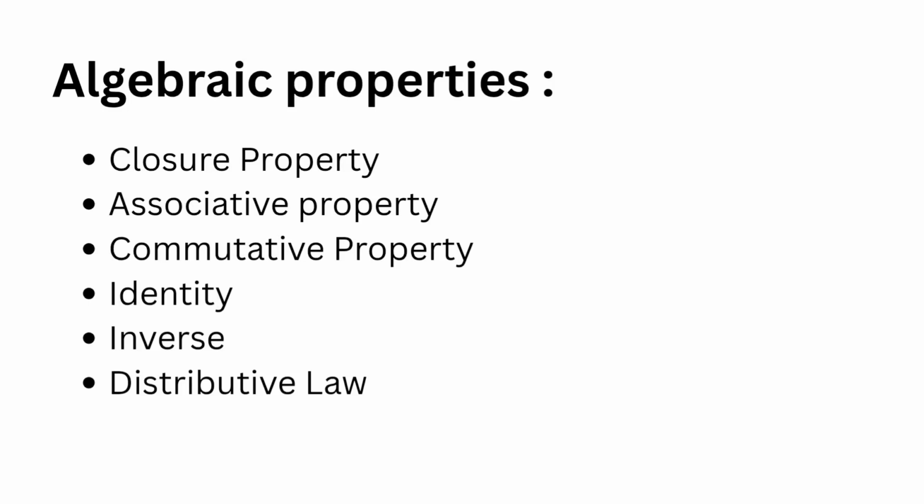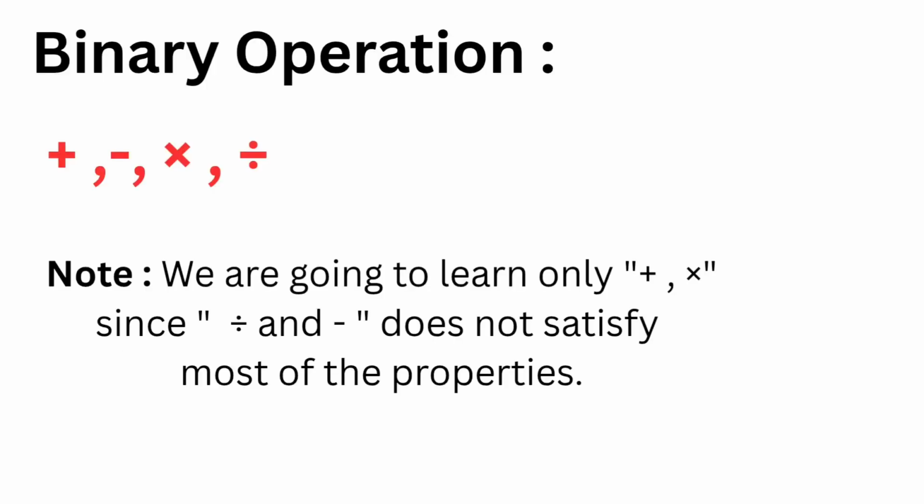As you can see here, we have six types of properties. In general, they are closure property, associative property, commutative property, identity, inverse, and distributive law. Now, we also need to know what binary operations are. Plus, minus, into, and division come under binary operations.